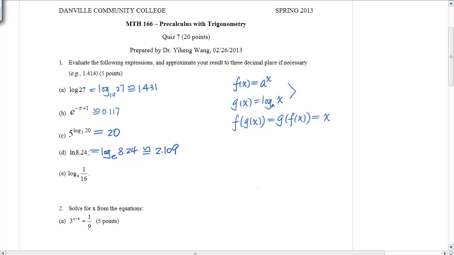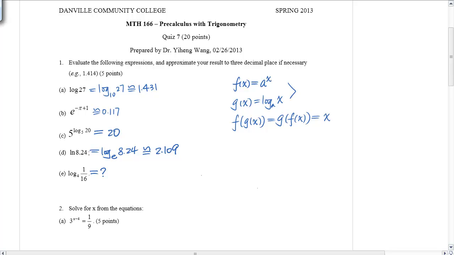Last problem, again, does not require a calculator. Log base 4 of 1 over 16. So for this problem right here, if you are having trouble understanding it, write this as if it equals a question mark and rewrite this logarithmic expression into its equivalent exponential expression.